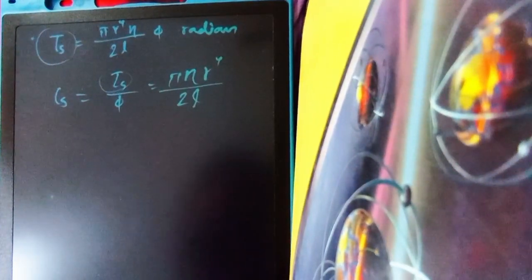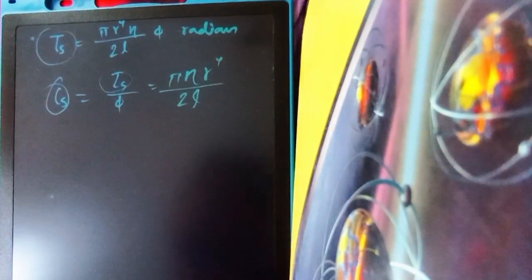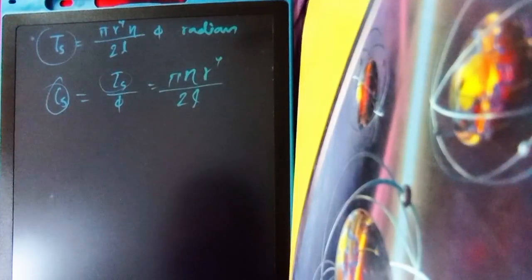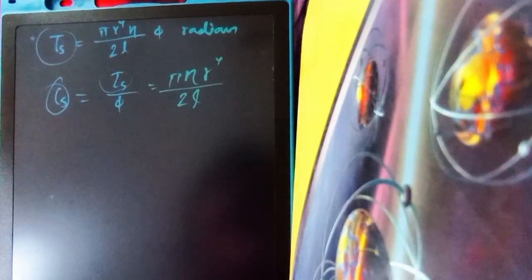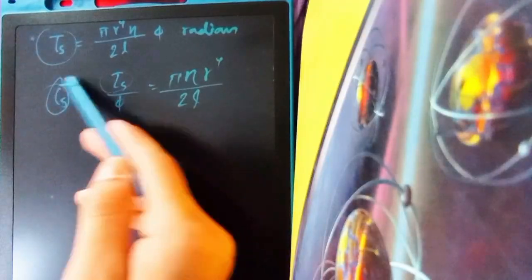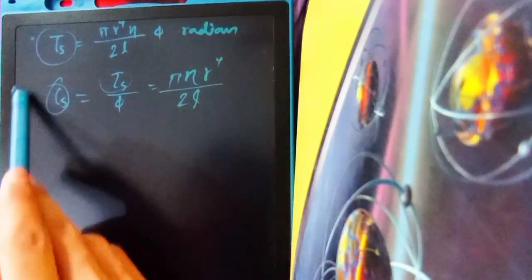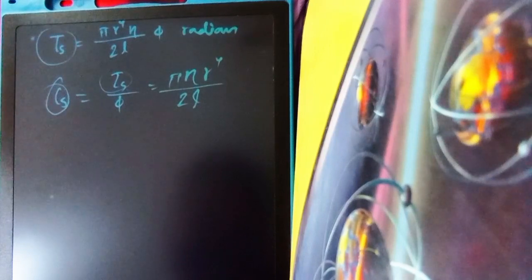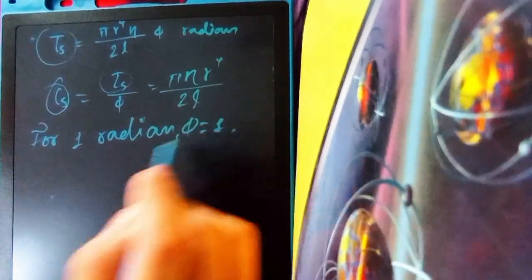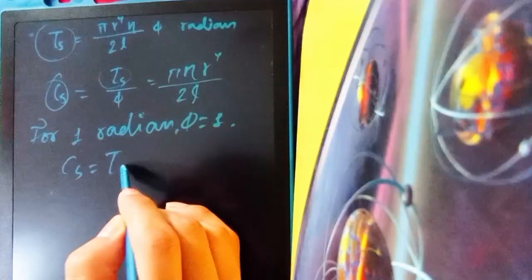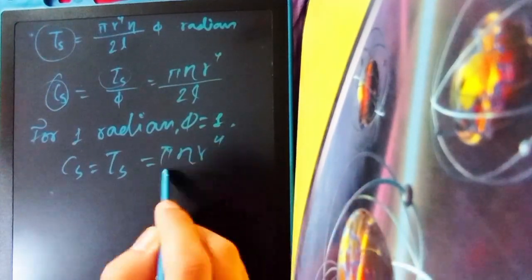So now this C_S is the torsional rigidity or restoring couple per unit radian twist. When we take the first case, for 1 radian, the value of torque will be this, and we call this thing the torsional rigidity or restoring couple per unit radian twist of the solid cylinder. And also we can say for 1 radian, which is phi equal to 1, C_S is equal to tau_S, which is equal to pi eta r power 4 by 2l.